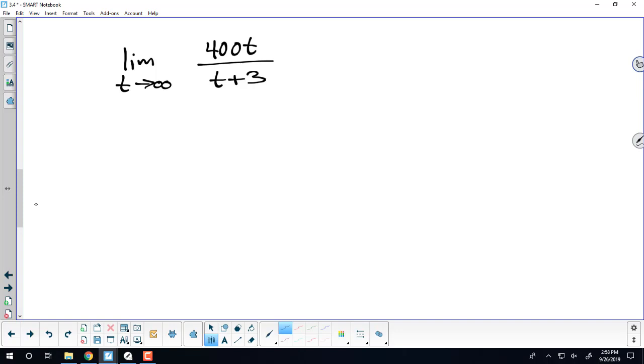In terms of t, this is a rational function, right? Limits at infinity are computed by looking at leading terms. So as far as computing the limit at infinity, this is equivalent to 400t over t, which is equivalent to 400. So what's the limit as t approaches infinity of 400? It's 400.